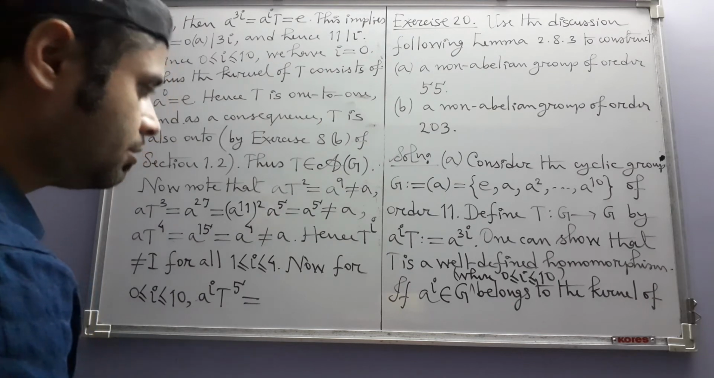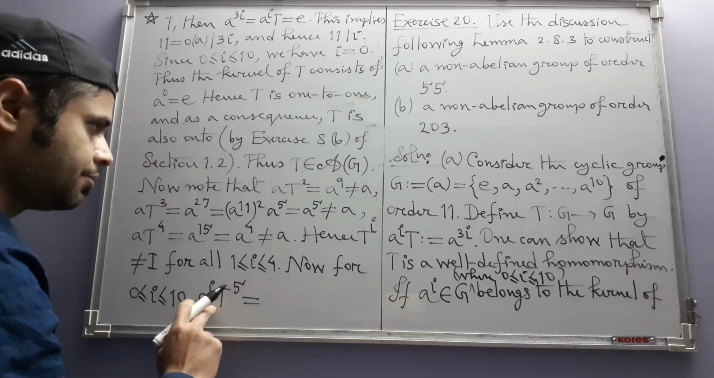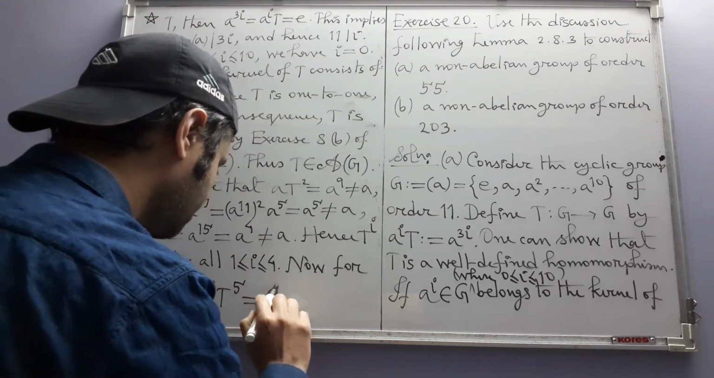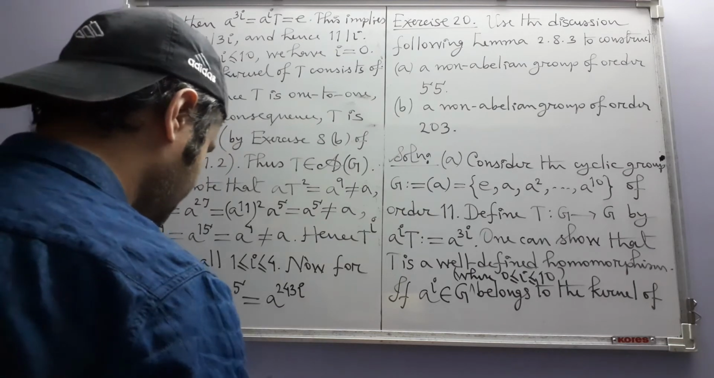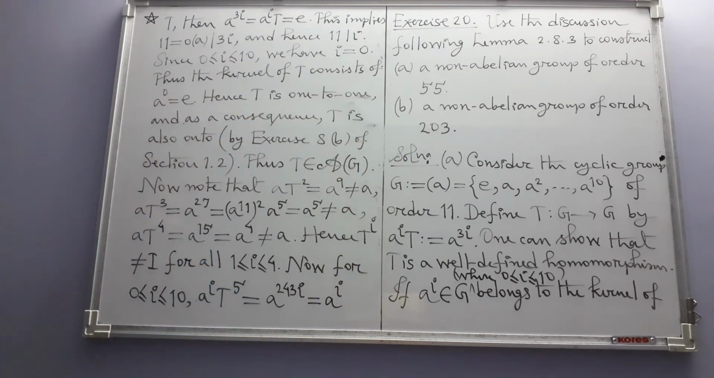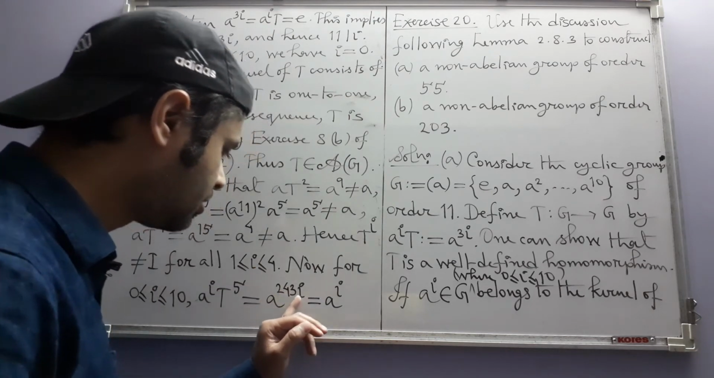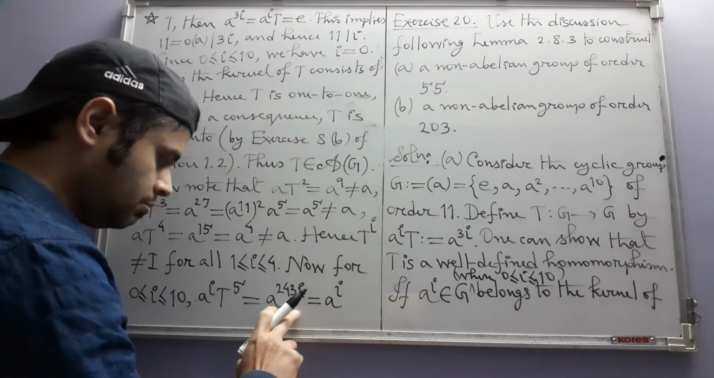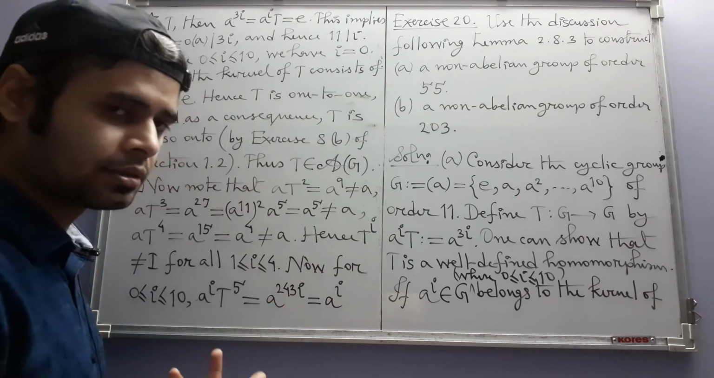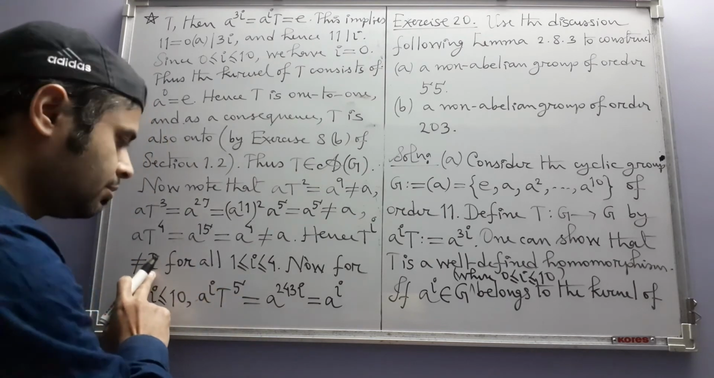That means 3 to the power 5. You apply it once, it will be A to the power 3i. Apply it twice, A to the power 3 square I. Apply it 5 times, A to the power 3 to the power 5 times I. That means 243 I. And one can see that this is equal to A to the power I. Why though? This means A to the power 242i is equal to identity. That will be the case if 242 is divisible by 11, and that is divisible by 11. So you get this. So T to the power 5 is actually equal to the identity automorphism.